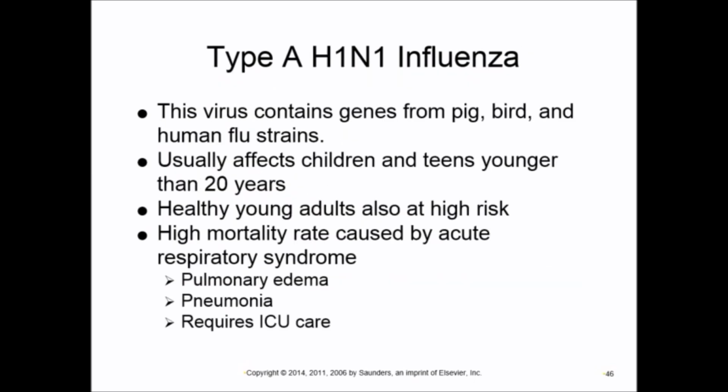Now H1N1 influenza, type A. I think it's very famous. We hear about it, right? It comes from pigs, birds. It's actually, as far as I know, a mutant. It's not a regular one. It comes from mixed genes from pigs plus birds plus humans. It has something mixed between those 3. And usually it can affect anybody actually, but it's more likely to affect children or teenagers. It doesn't mean it does not affect adults. It can, but it's more prevalent.